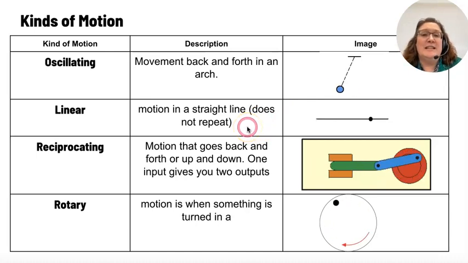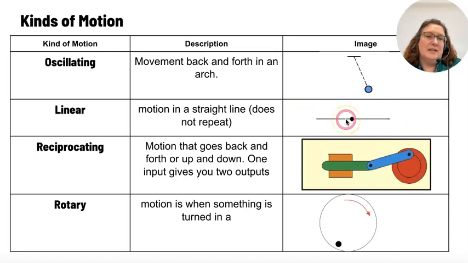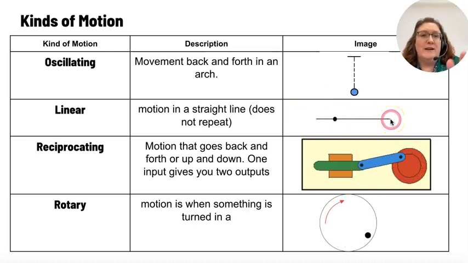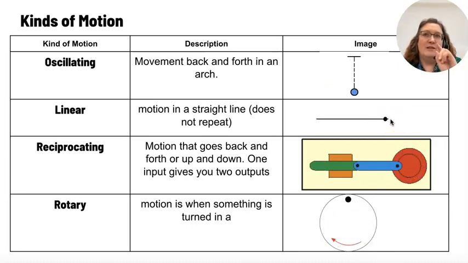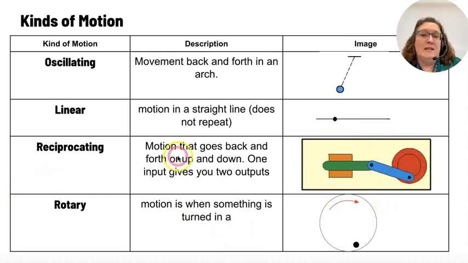Linear is motion in a straight line that does not repeat. This is an animated GIF, so it looks like it's repeating, but it's not. It's like you took this thing and just pushed it. That is a linear motion. It's just going in one direction, either up, down, forwards, backwards, something along those lines. So it's not repeating.